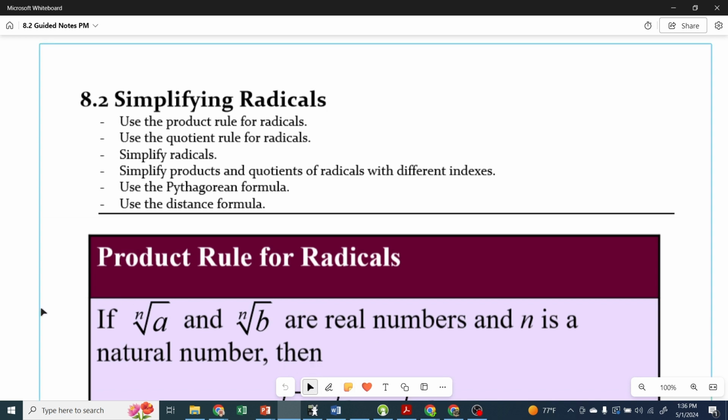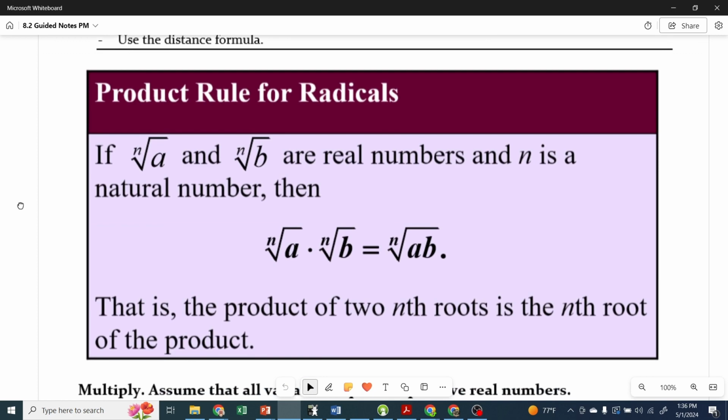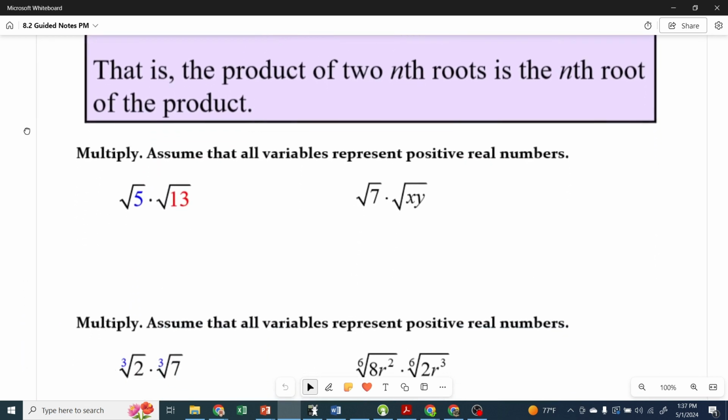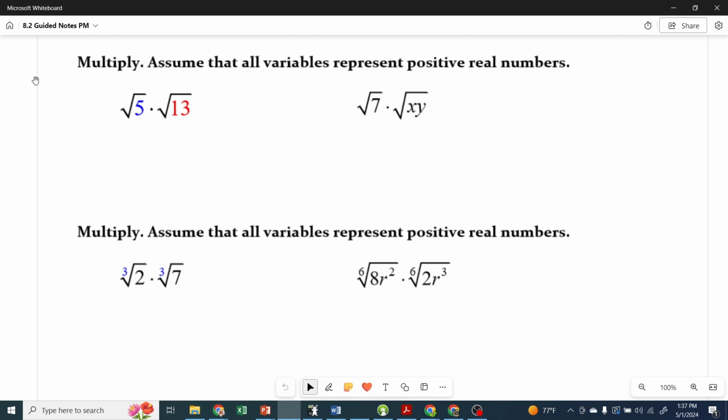So, the product rule for radicals is: if the nth root of a and the nth root of b are real numbers, and n is a natural number, then the nth root of a times the nth root of b is equal to the nth root of ab. That is, the product of two nth roots is the nth root of the product. So, let's go through some problems. It'll be easier to understand.